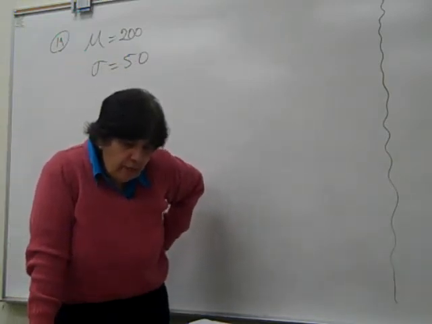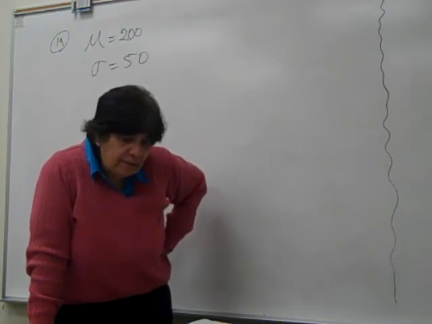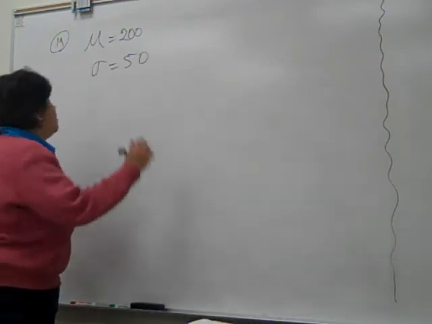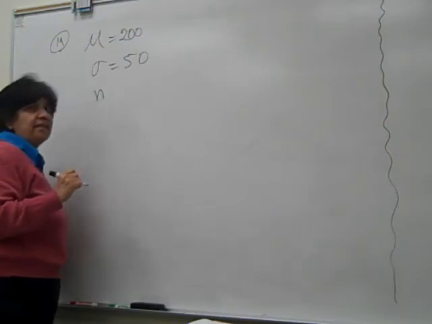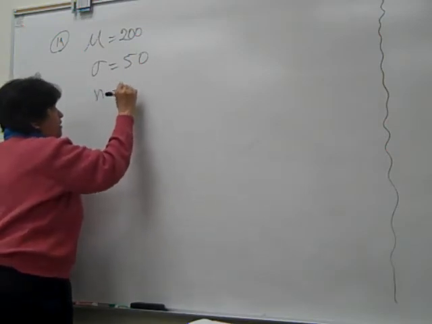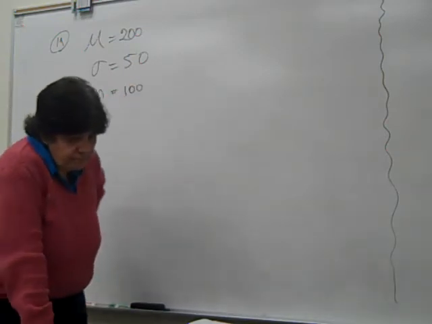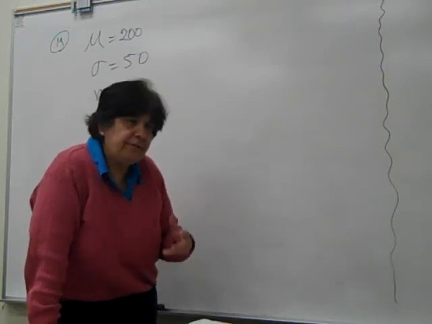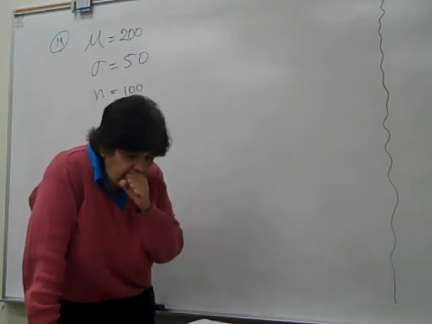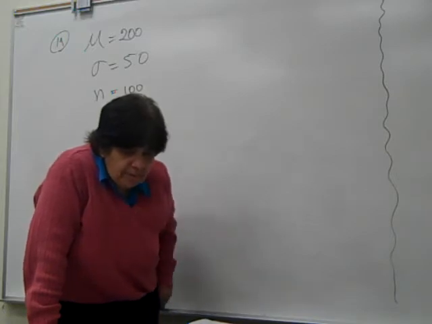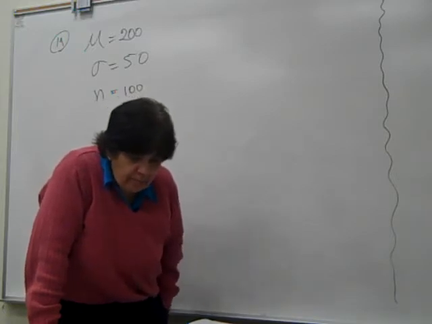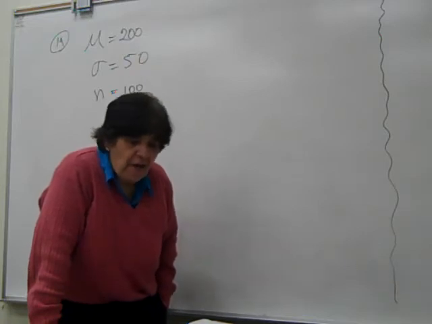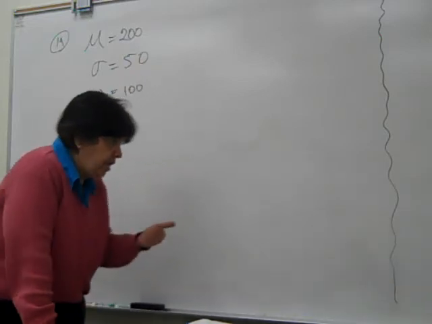Suppose that a random sample of size 100, so the sample size n is equal to 100, is selected, and X bar is used to estimate mu. What is the probability that the sample mean will be within plus minus 5 of the population mean?